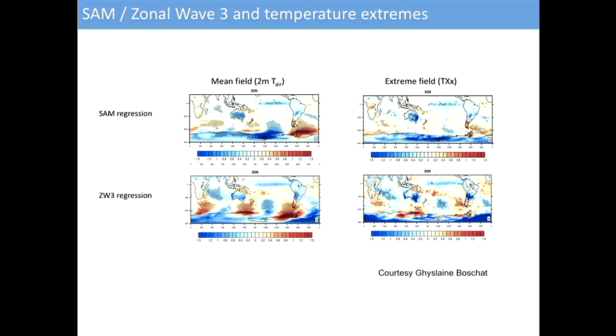And then this is the Zonal Wave 3 regression. And again, you see significant relationship between Zonal Wave 3 and mean temperatures, and perhaps even an amplification of that if you're looking at the extreme temperatures, particularly over Australia.